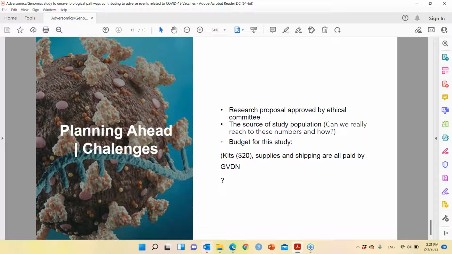In a discussion that I had with GVDN, they said that the saliva kits, which is the saliva collector, and supplies and shipping will all be paid by GVDN, but they cannot pay for personnel. So we still need to think and brainstorm today about the planning ahead and the challenges that we have.